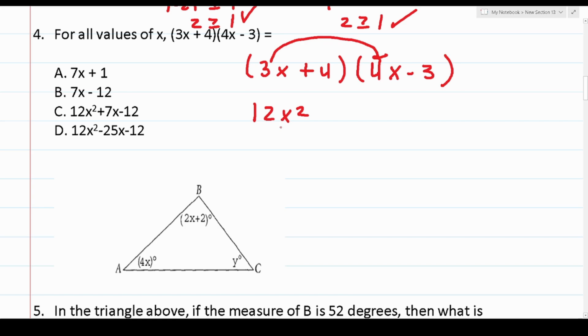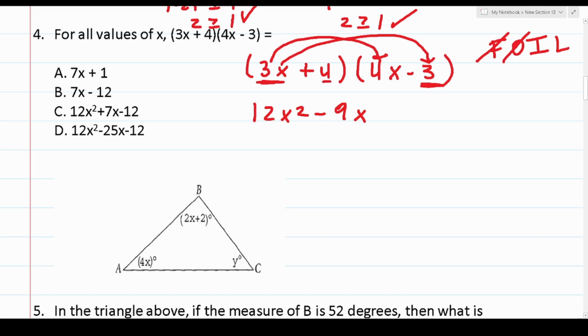And then we're going to do outside, which means the outsidemost term in this first set of parentheses, which is 3x, and the outsidemost term in this set of parentheses, which is -3. So now we're going to do 3x times -3, which is going to be -9x. And again, I'm going to write that out for you if you need to see it. FOIL, we did the first set of terms. We did the outside terms. Now we're going to do the set of inside terms.